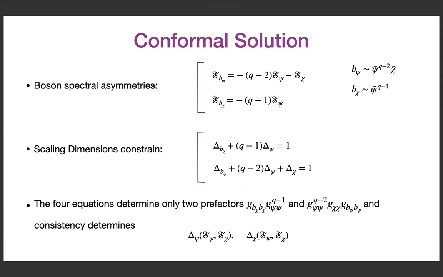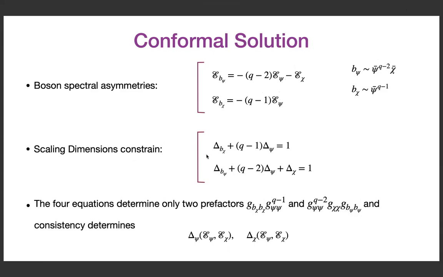Just like before, we find the boson spectral asymmetries in terms of the Fermion ones, and this you can interpret as being related to on shell what are the charges of these bosons. So here you have Q minus 2 psi, here you have Q minus 2 e psi, e chi, etc. And this makes sense because you end up with only 2 free parameters, e psi and e chi, and they correspond to the background psi and chi charge.